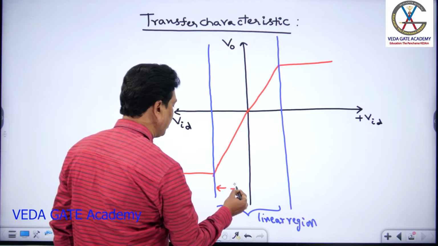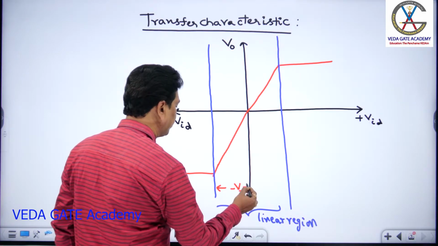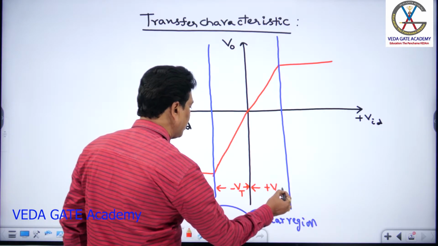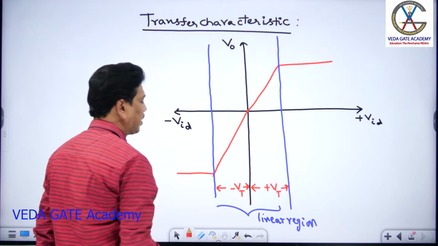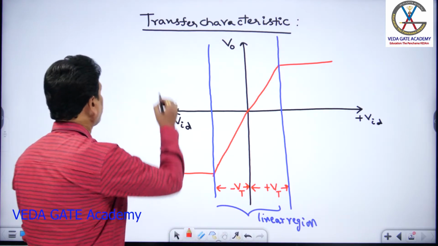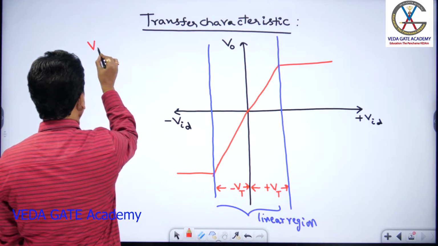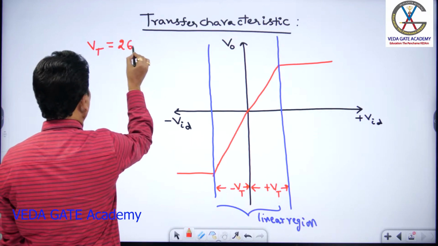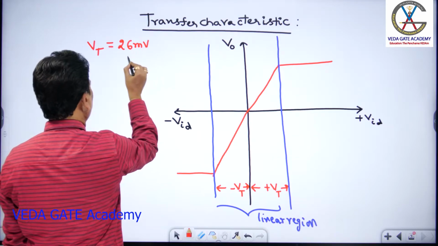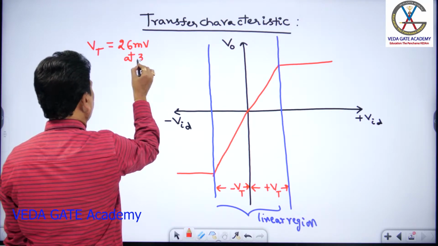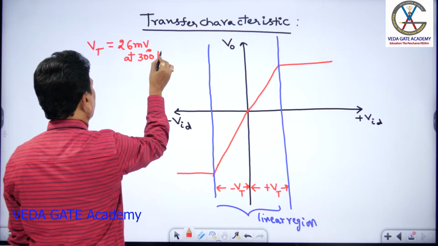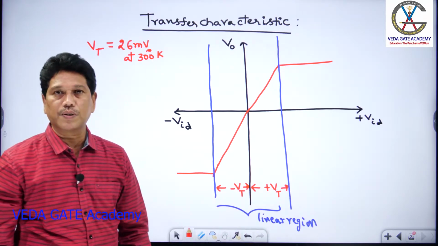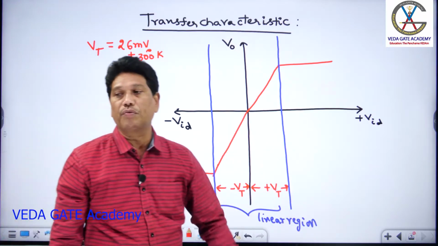This is minus VT, and this is plus VT. So in total it is plus or minus VT. What is that VT? VT stands for thermal voltage. At room temperature, 300 degrees Kelvin, it is 26 millivolts. Once this linear region is crossed, the op-amp goes into saturation mode.